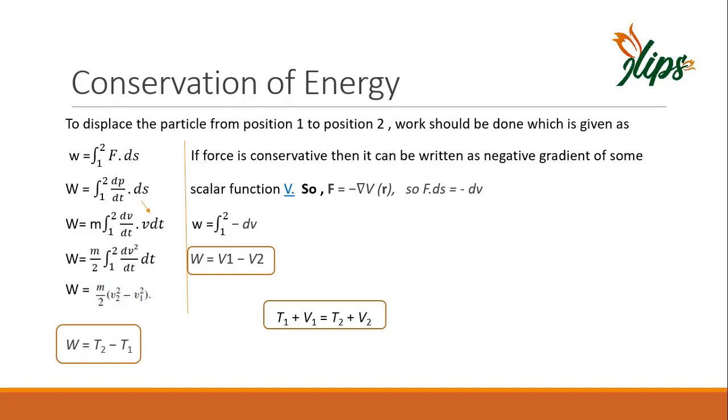So now I want to derive the work another way. With a very simple assumption, if the force is conservative, then it can be written as the negative gradient of some scalar function V. It is the condition for a conservative force that it should be derivable from a scalar potential. So now the force can be written as minus gradient of potential. Since I want to find work done, I need F dot ds. Now for ds, in a conservative field the work done is independent of the path taken; it only depends upon the initial and final position.